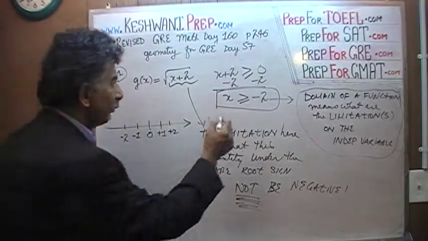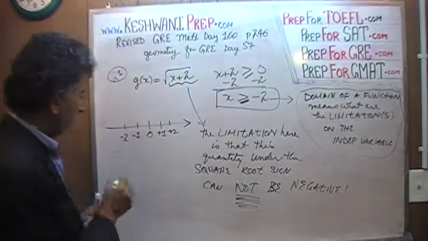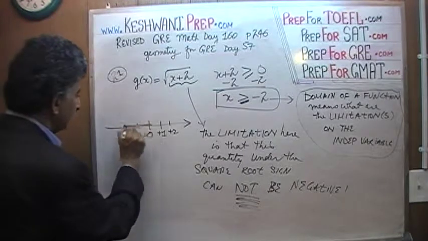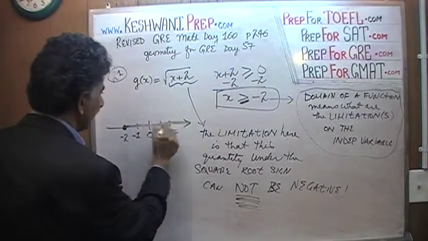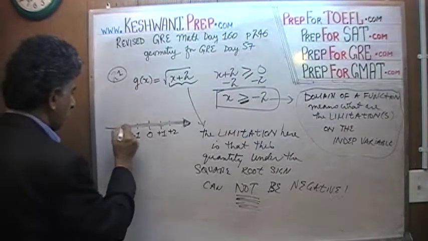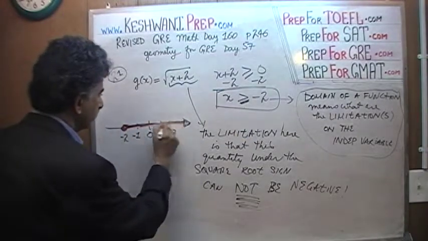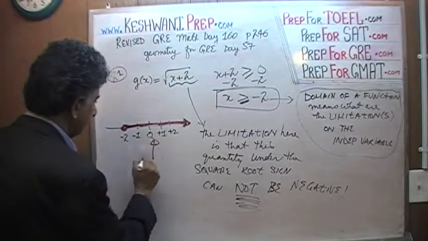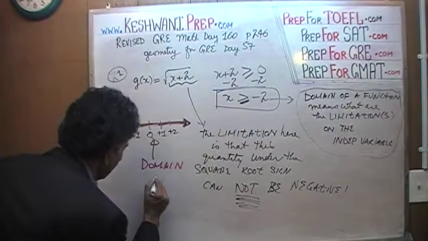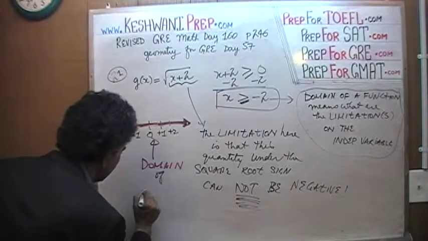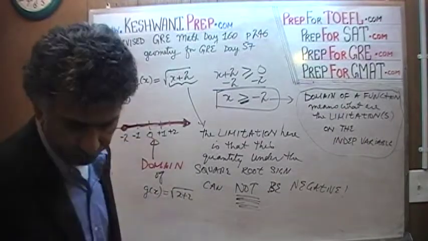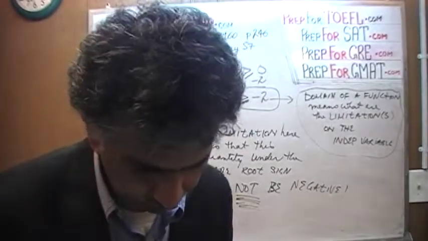Since it's allowed to be equal to negative 2, we have to include the negative 2 point. And this is how we show it with a closed dot in it. And then you darken it. Voila. You darken this part. And this is the domain of g of x equals square root of x plus 2. And that is all. That's all they are asking here.